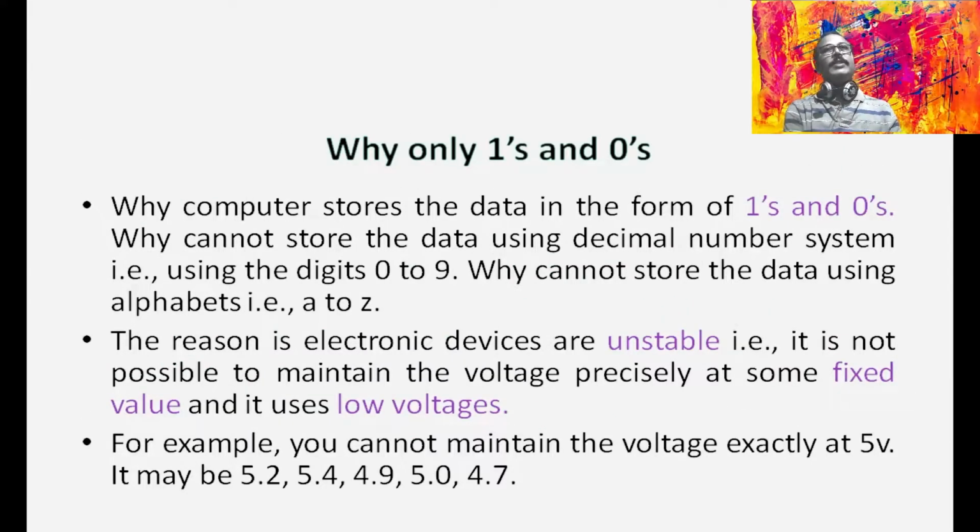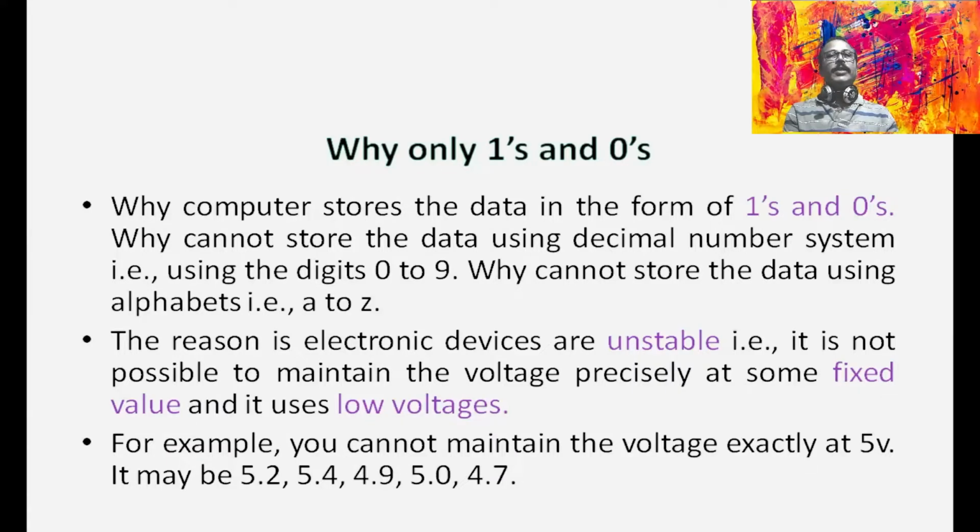Why only ones and zeros? You might have heard that a computer uses only ones and zeros. Why not a decimal system? In the case of the decimal system, the possible digits are 0 to 9. Of course, you can combine these digits to get other numbers also, like 90 to 925, but the only possible digits are 0 to 9.